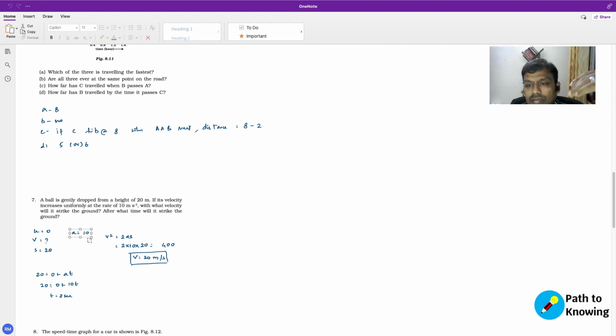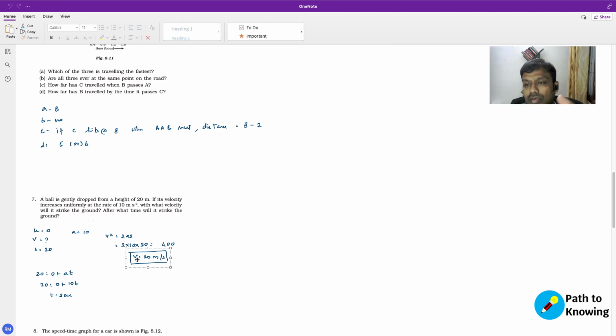Now we know that we can use the third equation, which is primarily used to calculate your final velocity. It is v squared minus u squared is equal to 2as. In this case, u is 0, so v squared is equal to 2as, and we can find v to be equal to 20 meters per second. So when it hits the ground, it hits with 20 meters per second.